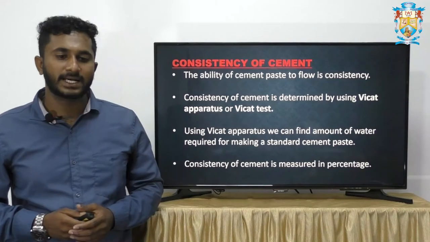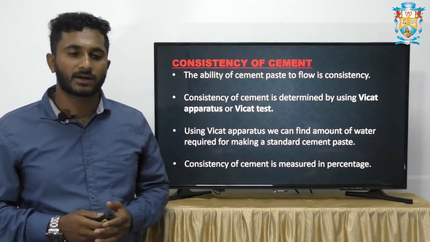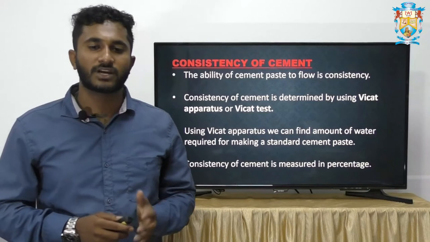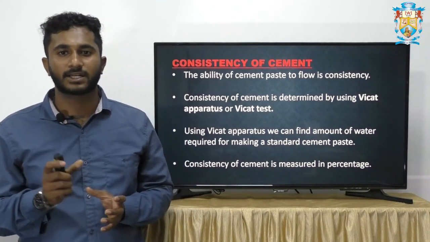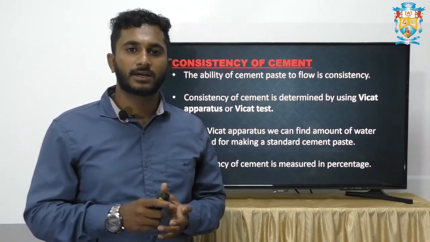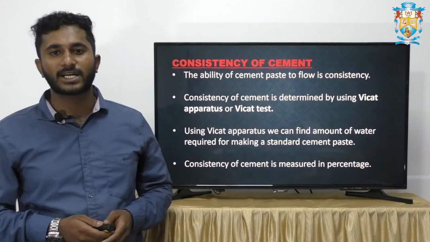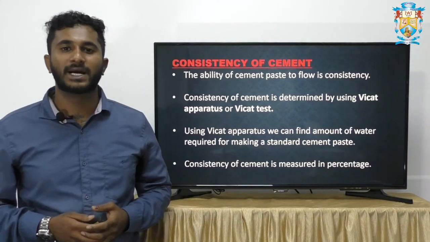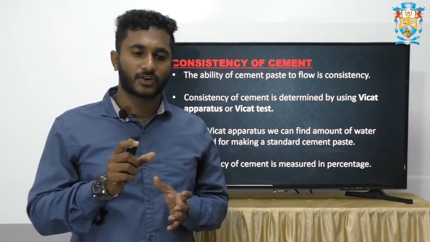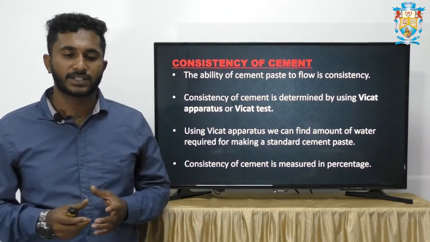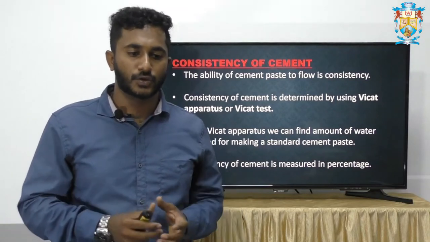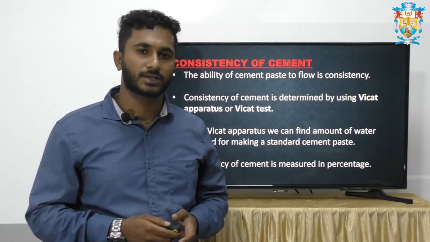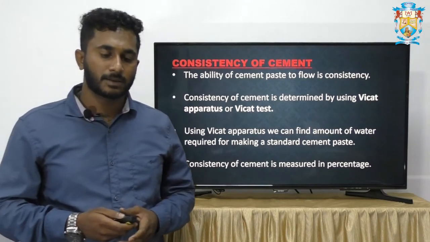The consistency of cement is determined by using the Vicat apparatus, or the Vicat test. Using the Vicat apparatus, we can find the amount of water required for making a standard cement paste. The consistency of cement is always measured in percentage.